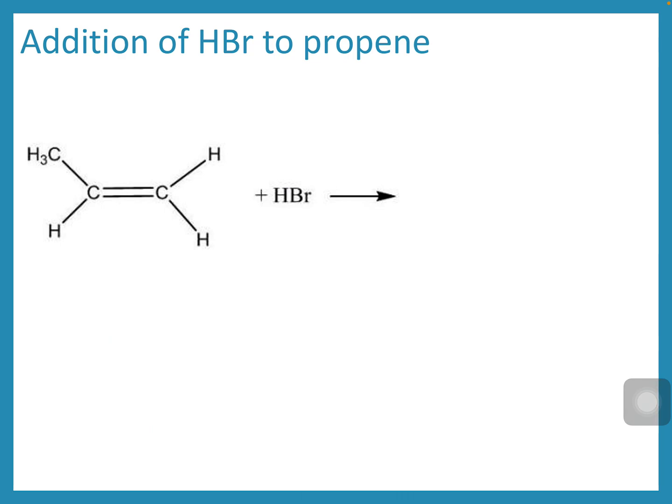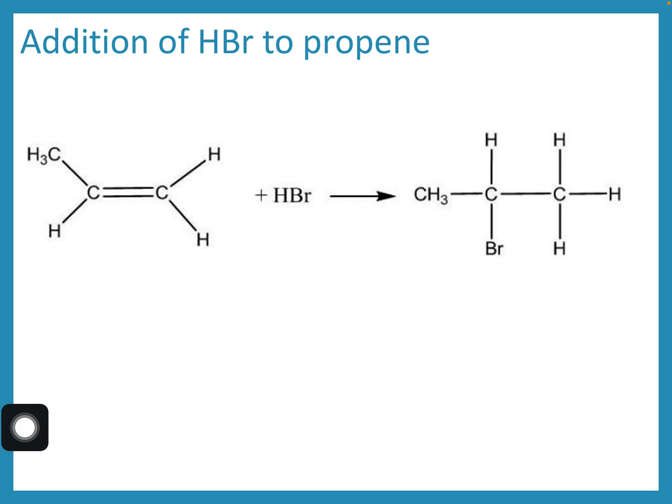So if I have hydrobromic acid being added to, this is propene, so we have 3 carbons and a double bond. So this double bond is going to break. The bond between the hydrogen and the bromine is also going to break, and one of those is going to attach to this carbon and the other will attach to the other carbon.